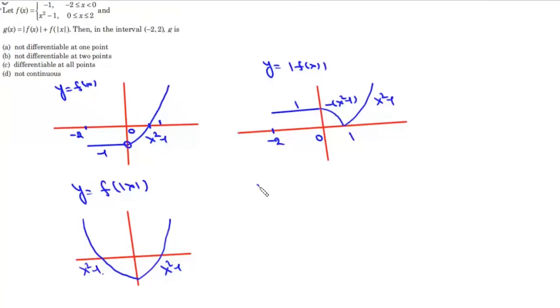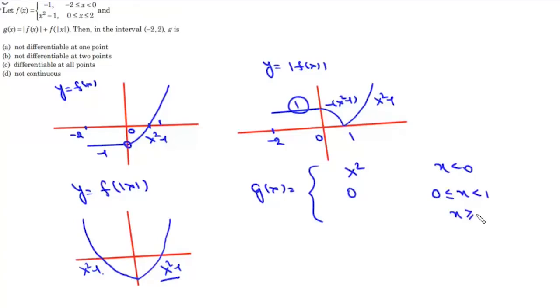Now we can write the definition of g(x). When x is less than 0, this is 1 and this is x square minus 1. So if we add them, it will be this x square. Now between 0 and 1, this is x square minus 1 and this is minus x square minus 1. So it will cancel, it will be 0. And when x is greater than or equal to 1, it will be x square minus 1 plus x square minus 1. It will be 2x square minus 1.